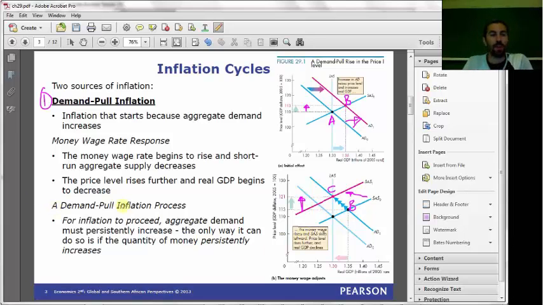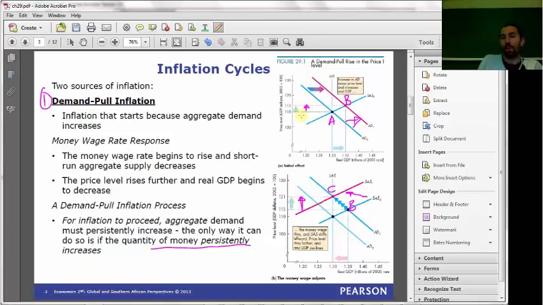So a demand pull inflation process. For inflation to proceed, aggregate demand must persistently increase. The only way it can do so is if, well, the argument here is that the quantity of money persistently increases. Okay, that's fine, but that's part of the story. In other words, why is there an increase in the quantity of money? Well, maybe the increase in the quantity of money is in response to, say, an increase in government spending, or an increase in demand for money because consumers want to spend more, right?